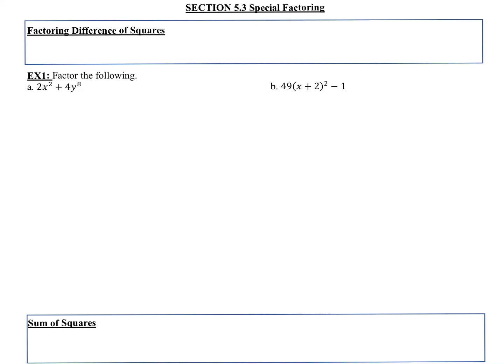Welcome to section 5.3, special factoring methods. Alright, so we have a few different methods we're going to look at, and the first one, I'd say very common in this course, is called the difference of squares.